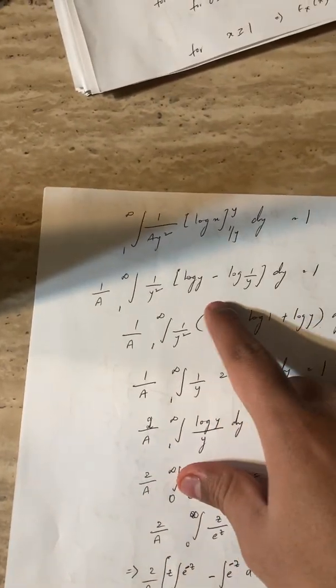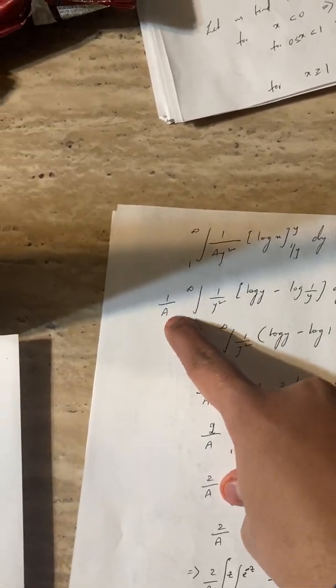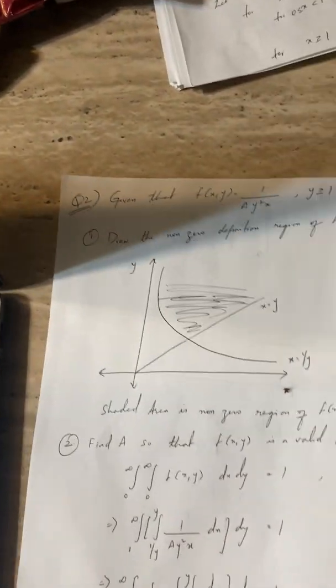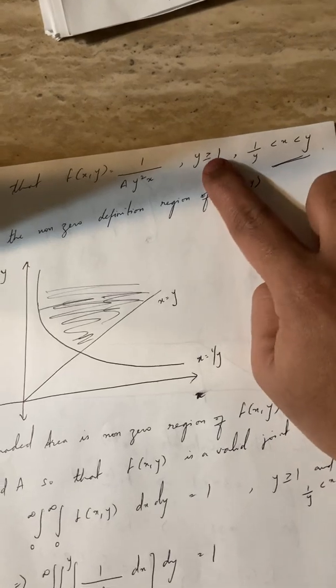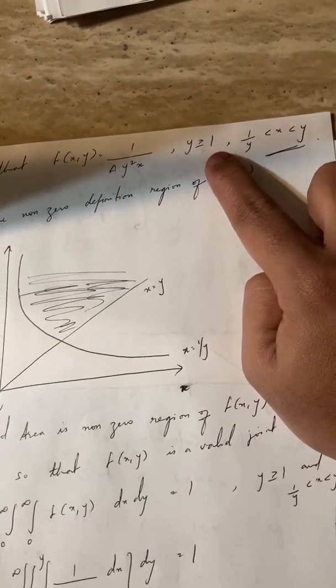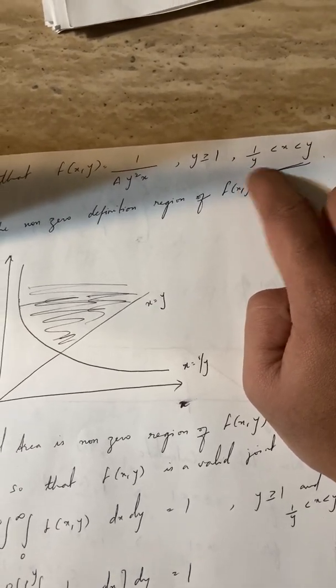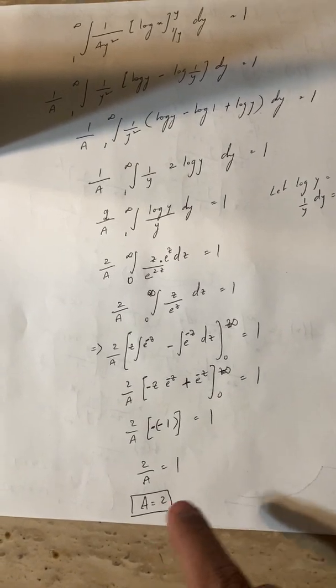This turns out to be 2 log y. I've separated a 1 by a here because a is a constant. For the second integral, I have taken the limits as 1 to infinity because y can be anything greater than or equal to 1. So the lower limit of the integral is 1 and the upper limit is infinity. By that I've calculated 2 by a equal to 1, so a equal to 2. I've got the answer as a equal to 2.